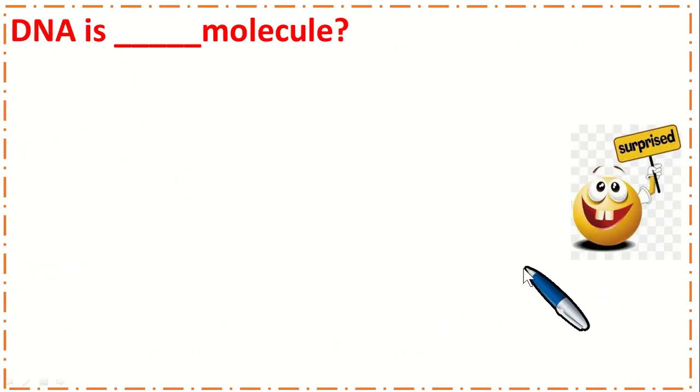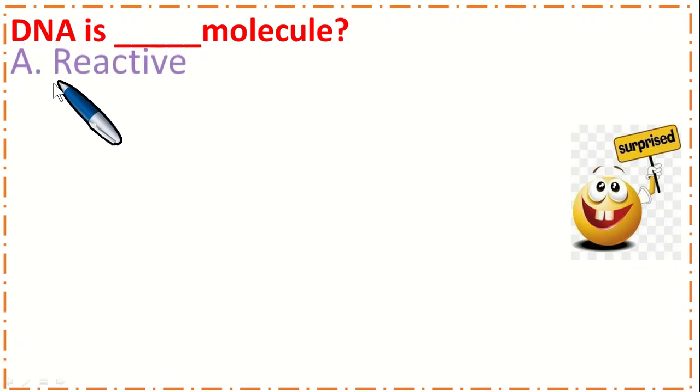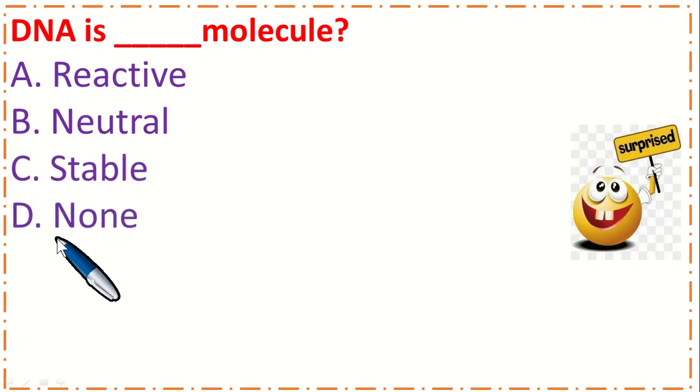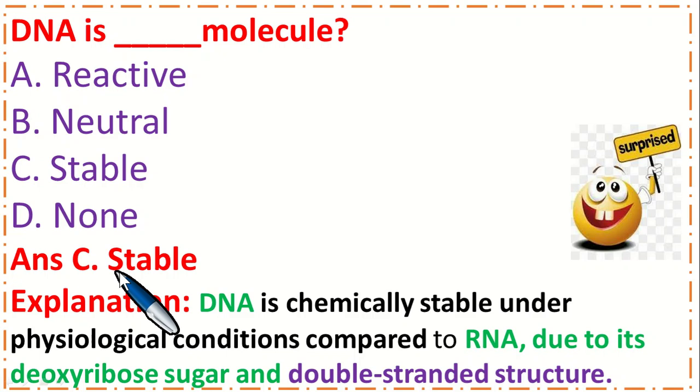Dear students, this is important MCQs. DNA is dash molecule. Option A reactive, B neutral, C stable, and option D none. So the correct option is C stable. DNA is a stable molecule. Explanation: DNA is chemically stable under physiological conditions compared to RNA due to its deoxyribose sugar and double-stranded structure.